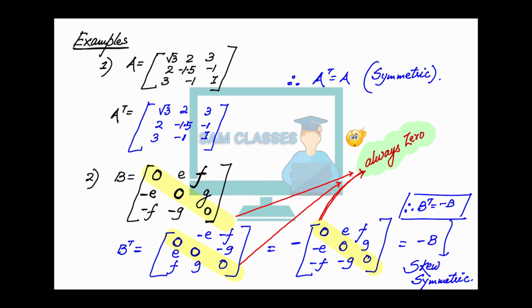Now understand, it is a symmetric one. We can see that A transpose is exactly equal to A, students. When we interchange the rows and columns, we got A only. So we can say directly it is symmetric. Okay, pretty simple.